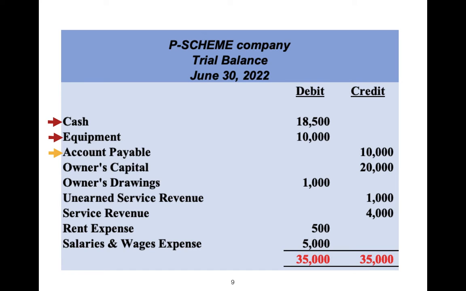Then we recorded the owner's equity accounts, the owner's capital and owner's drawings. Then we recorded the revenue accounts, the unearned service revenue and service revenue. And finally, we recorded the expenses accounts, the rent and salaries and wages expenses.